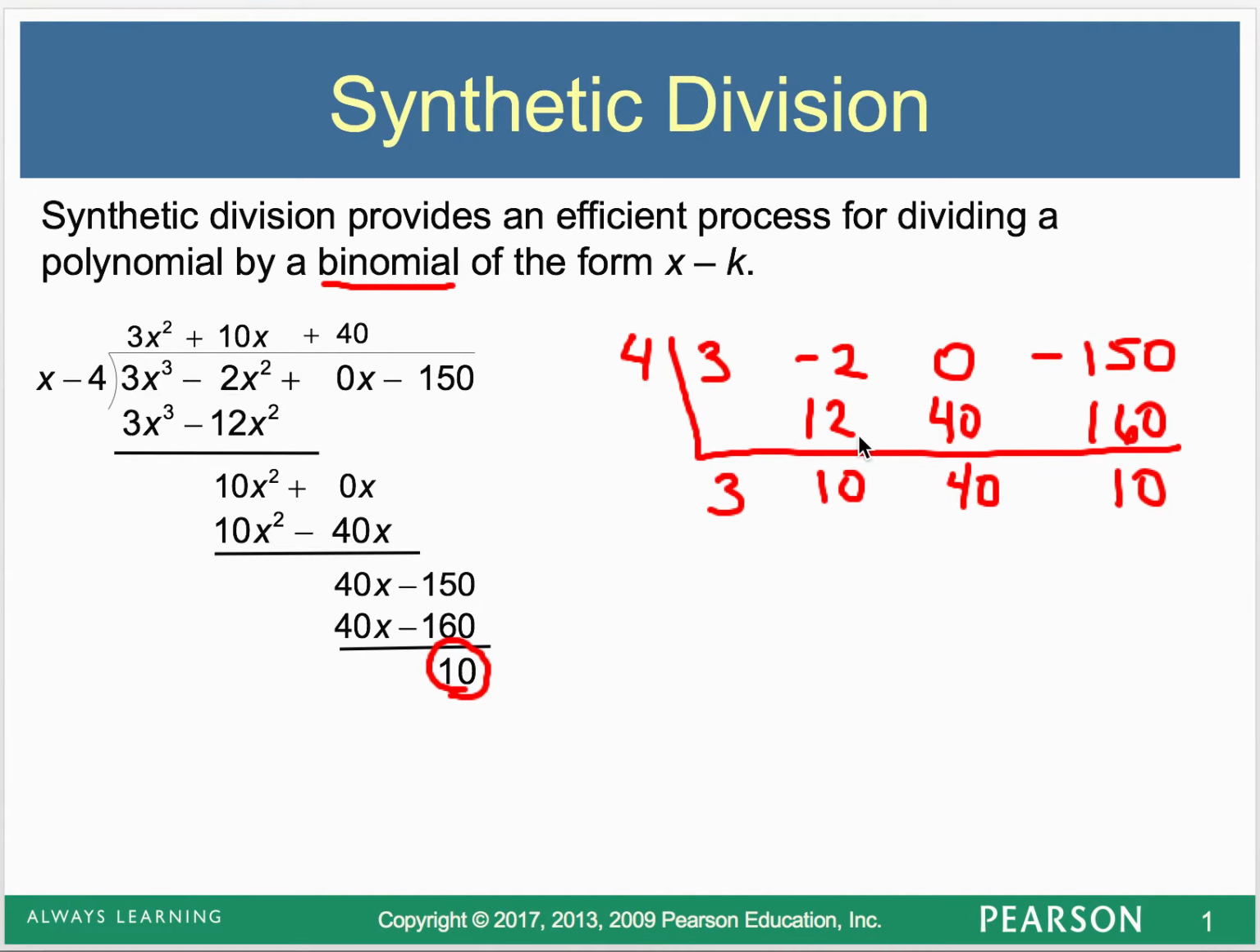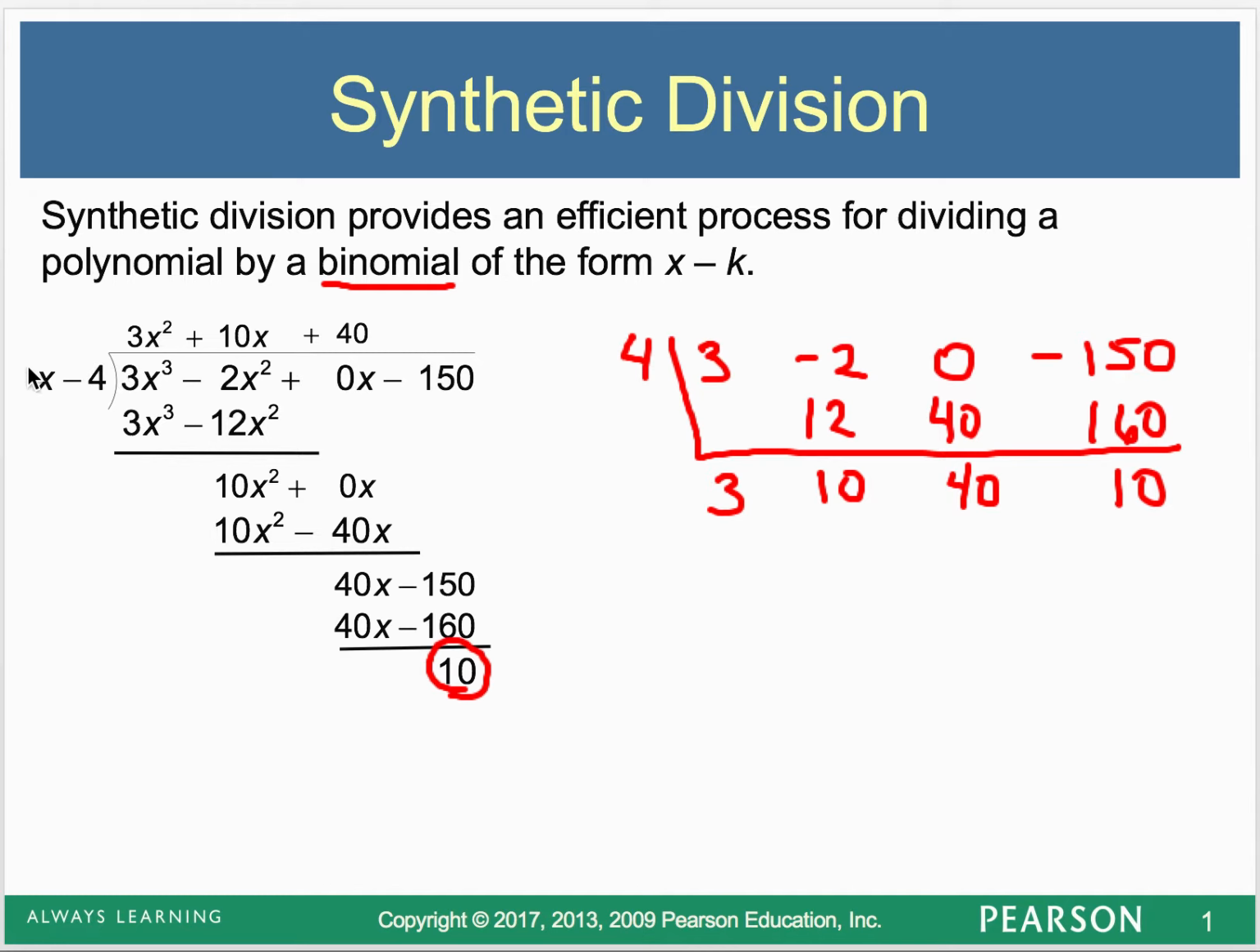Notice the similarity. Here's my 12. Look, here are the 40s. I just had to write it once, though. Here's the 150 and the 160. It's a much shorter process, but now we have to remember how to put it back into a polynomial format, because this really doesn't make any sense.